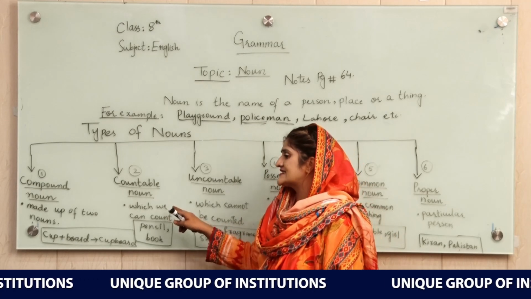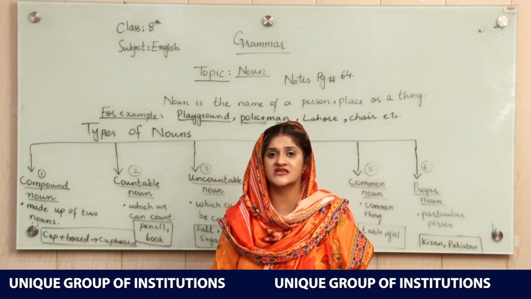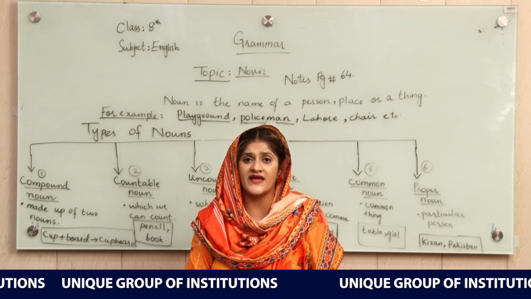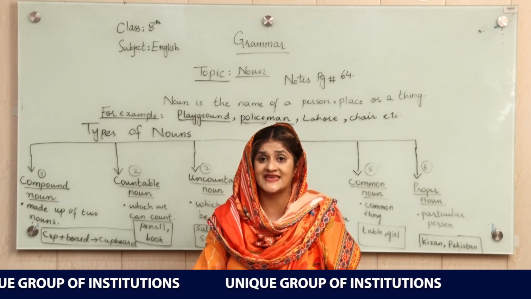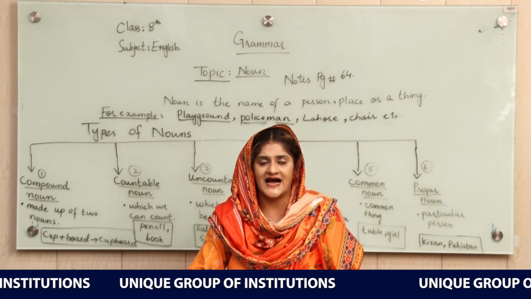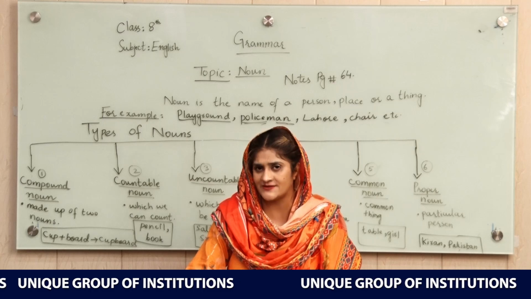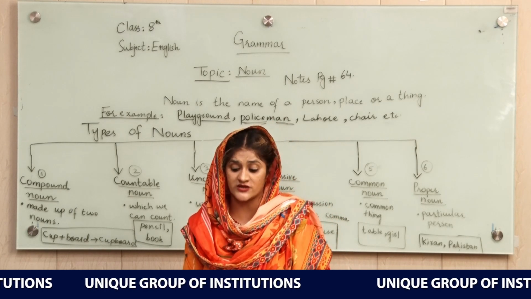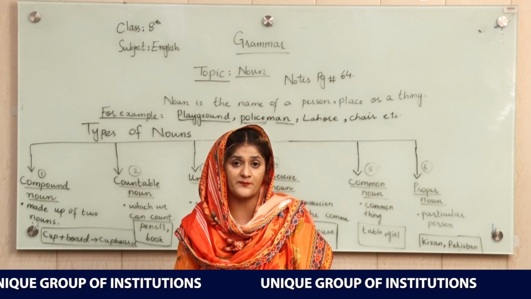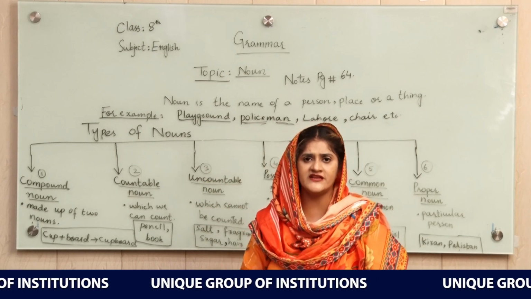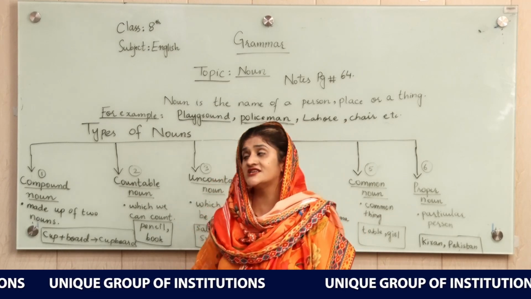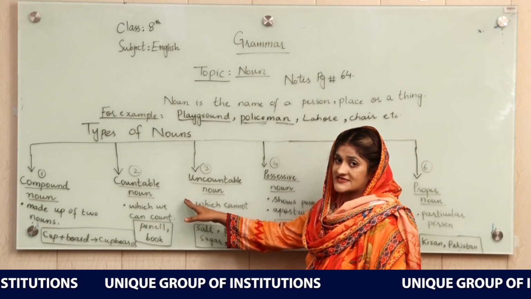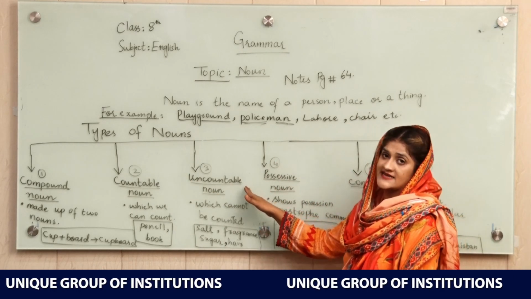So what are these things? If I look around my surroundings, I can see many objects which I can count. I can count the number of chairs, the number of students in my class, the number of markers in my hand, the number of dusters placed on the table. So whatever in your surroundings you can easily count, it will come in the category of countable nouns. I hope that this concept is clear to you. Let's move towards the uncountable noun.